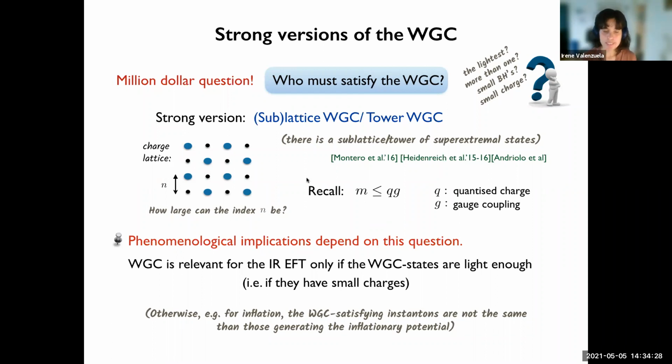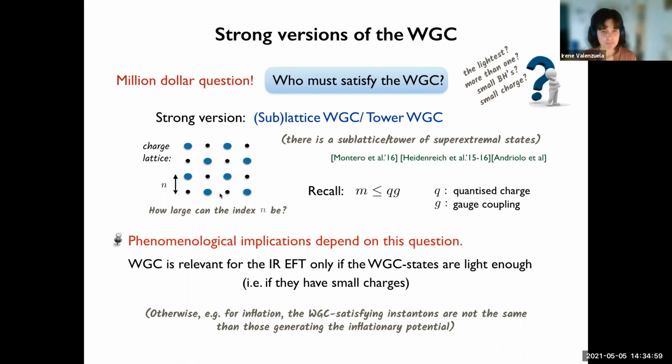So in this sense, there have been different versions of the weak gravity conjecture trying to answer this question. And at the moment, the strong version that dominates is this sublattice or tower weak gravity that says that there is not only one state satisfying the weak gravity, but you have infinitely many. Like you have a sublattice or a tower of states satisfying the weak gravity conjecture. Okay.